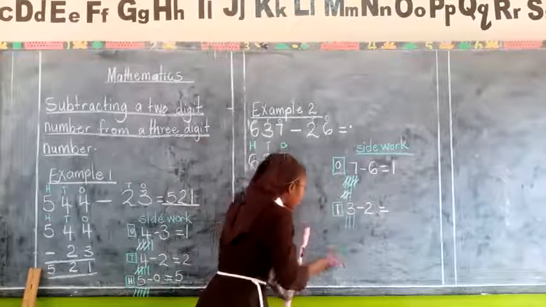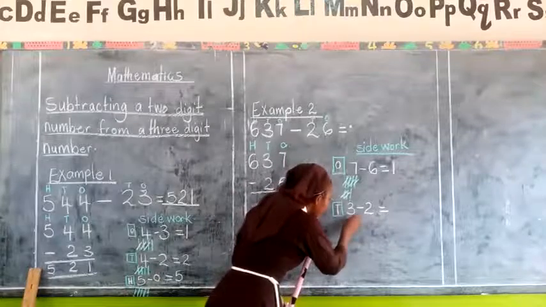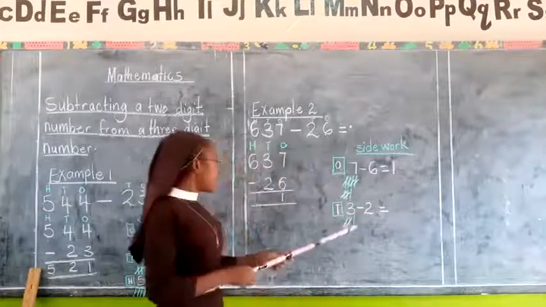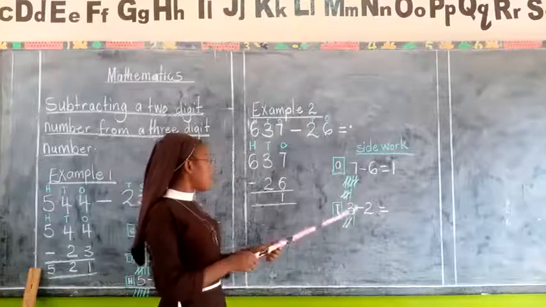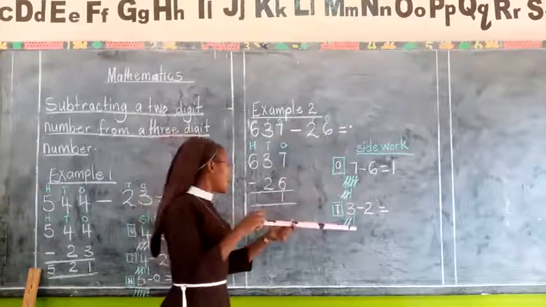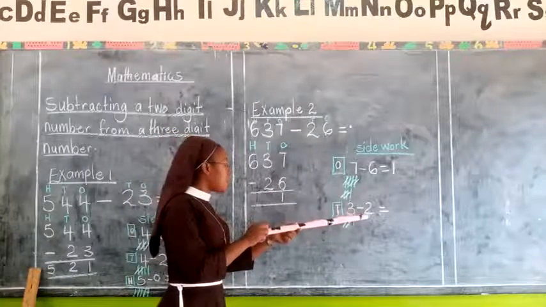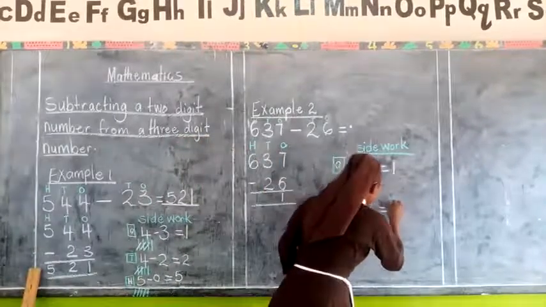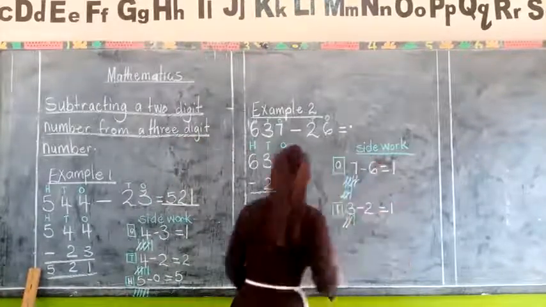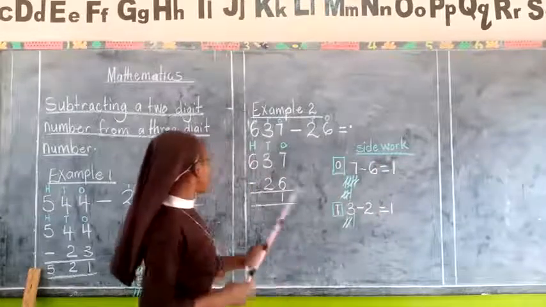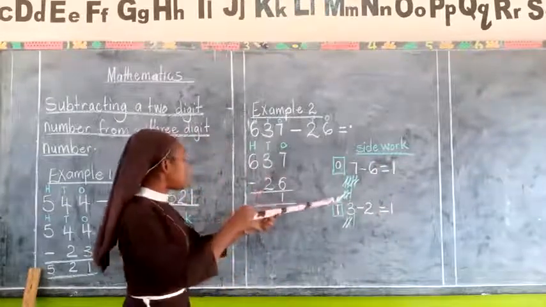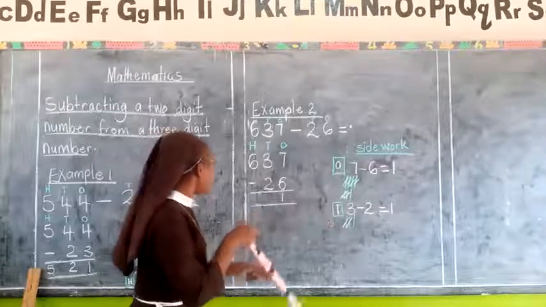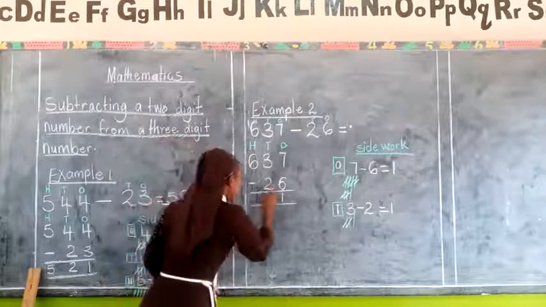Let's cross out 1, 2. How many are we remaining with? We are remaining with only 1. So 3 take away 2, we shall have our answer as 1. We write our 1 here. We come under the tens place value, since we've been dealing with the tens, and we write the 1 here.